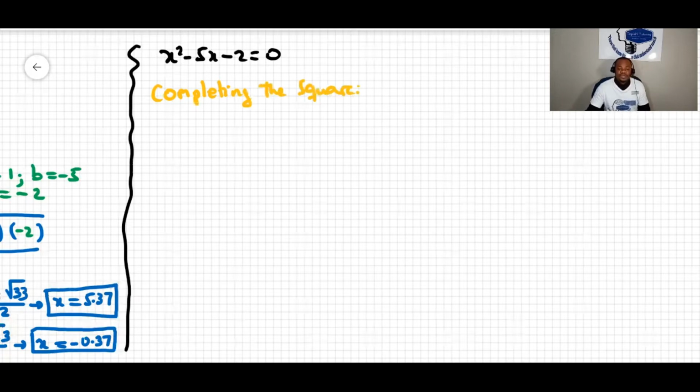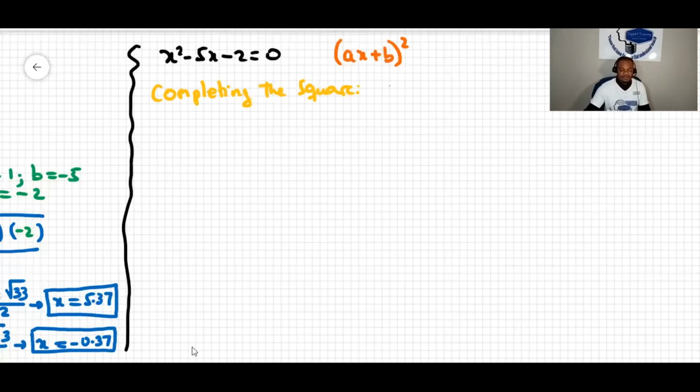Completing the square is when we find a C value that will make the left-hand side of the equation a perfect square. A perfect square is anything that can be written in brackets like this, to the power of 2, in the form (ax + b) to the power of 2. This is possible using this formula.